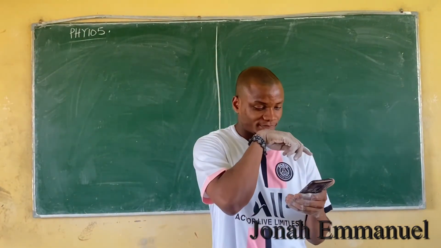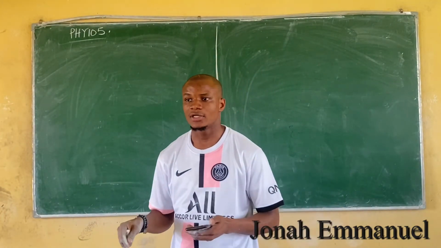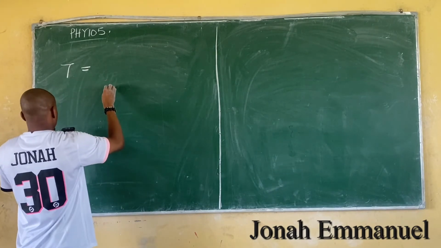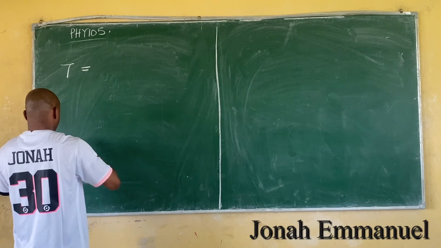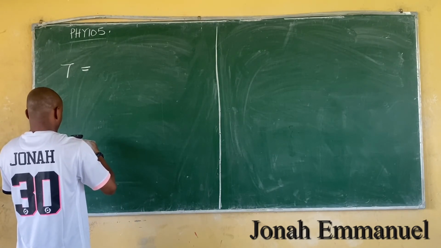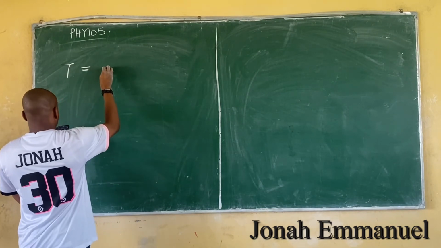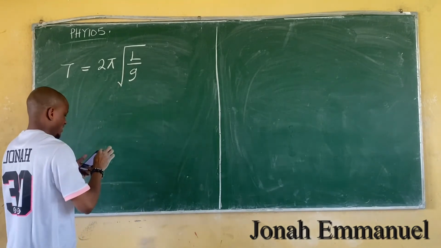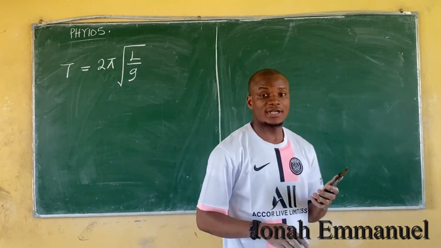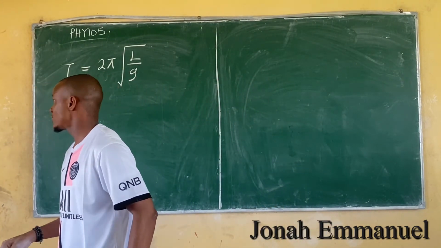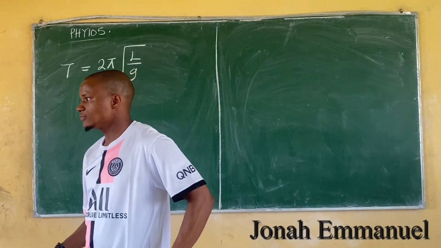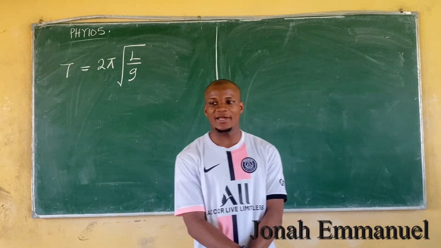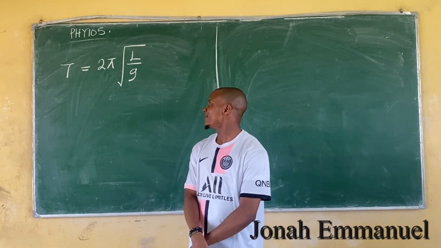Alright, let's try one more with all, please. The period of oscillation of a simple pendulum is given by 2 pi root L over G. Show using dimensions that the equation is dimensionally correct.